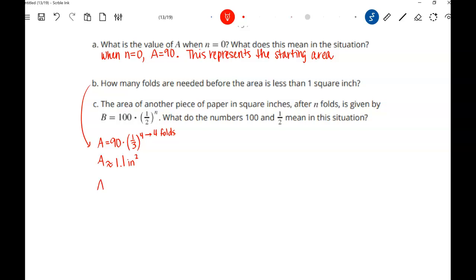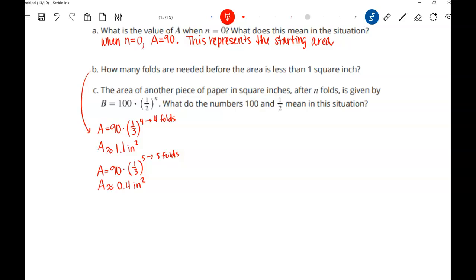So now I'm going to do it for 5 folds. A equals 90 times 1/3 to the 5th. Type it in my calculator and I get that A is about 0.4 square inches. So it takes 5 folds. Now it has to be 5 folds because you can't fold it 4.5 times. 4 folds didn't make it small enough. You would have to fold it 5 times for it to be less than 1 square inch.